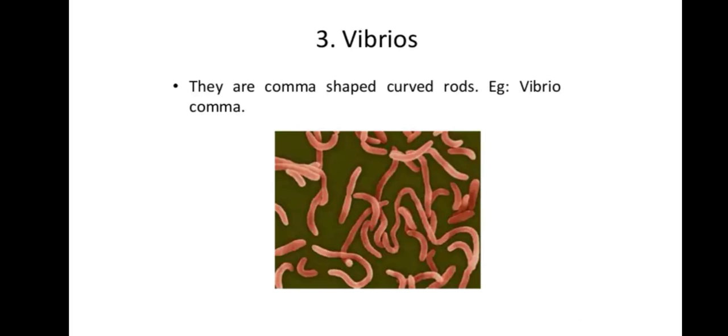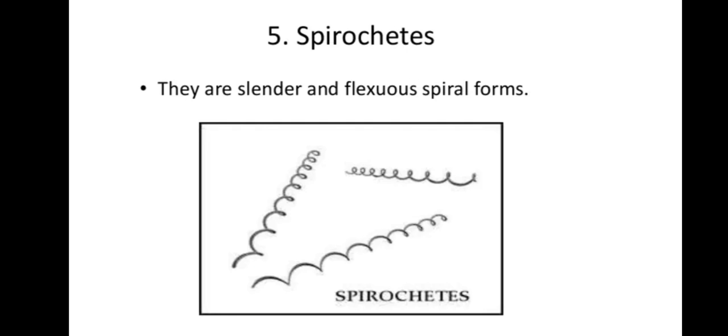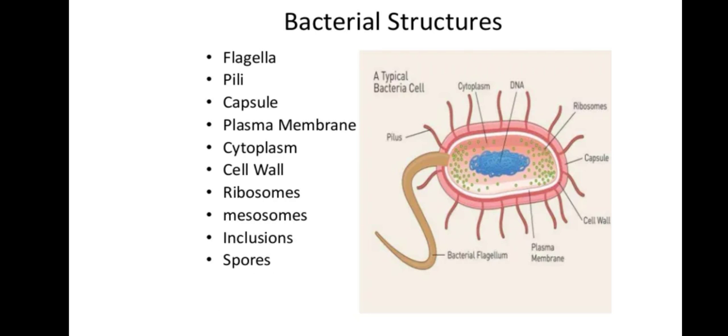Vibrio. This type of bacteria is like a comma shaped or curved rod, and the example is Vibrio cholerae. Spirilla are the bacteria which have a long length and look like a spring. They have a helical shape and rigid body. An example of spirilla is Spirillum rubrum. Spirochetes are slender and flexuous spiral forms.